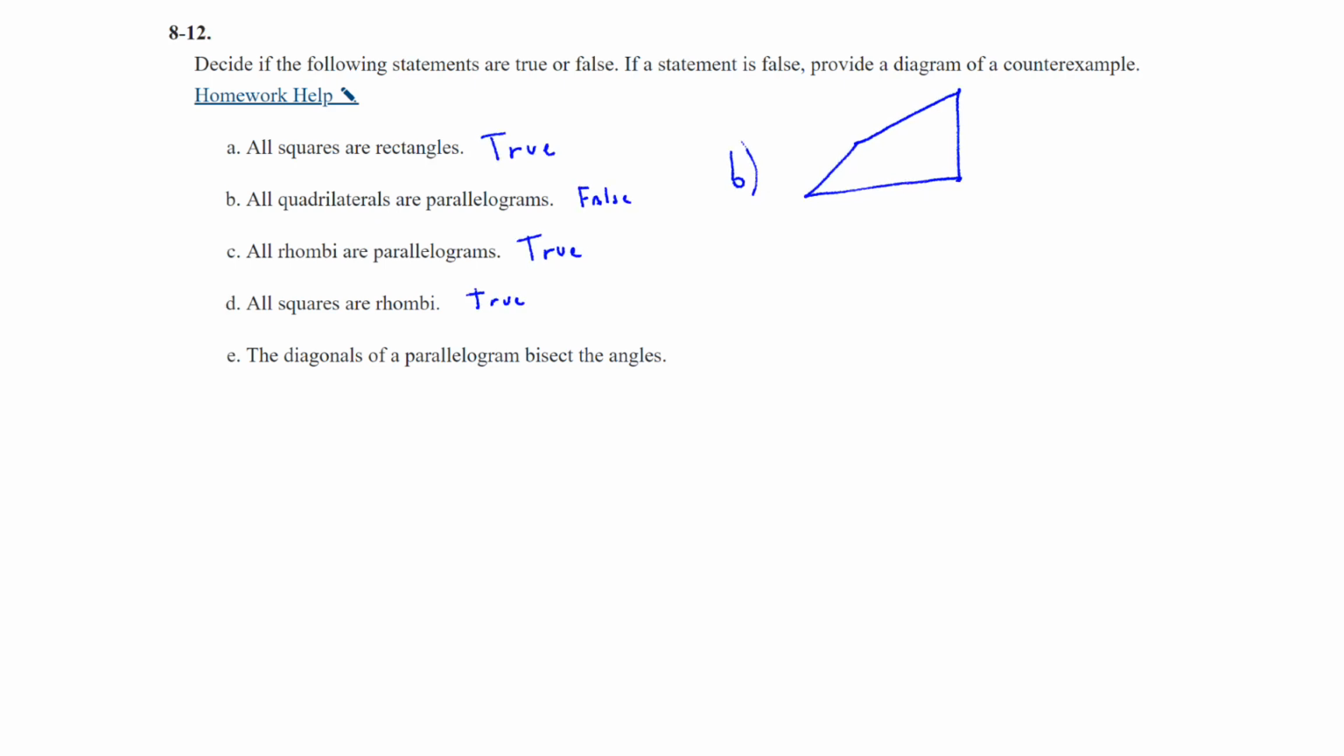And then part E, the diagonals of a parallelogram bisect the angles. So the diagonals of a parallelogram bisect the angles. Is that true or false? And so it's true some of the time. It's not true all of the time. In terms of the diagonals of a parallelogram bisecting the angles, that's true for a rhombus. So if we just draw in a parallelogram that's not a rhombus here, then the diagonals will not bisect the angles.